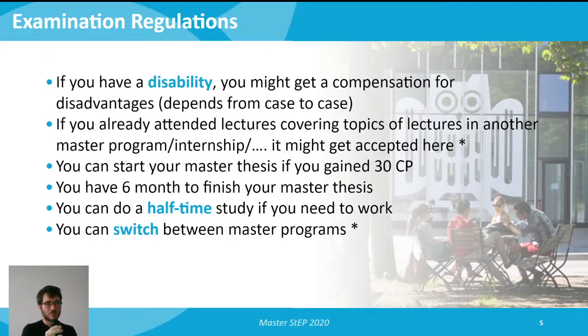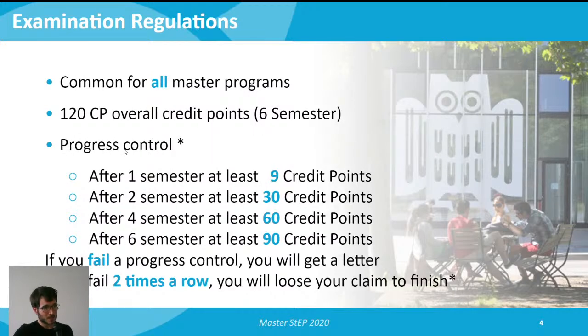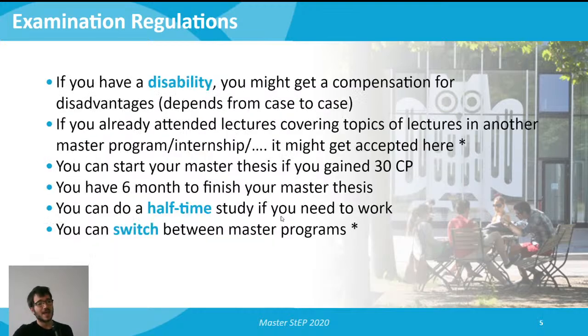You can start your master thesis if you have at least 30 credit points. It's just a restriction so that you don't start your master thesis in your 2nd semester. Also, if you have to work more than 20 hours a week, you can do a half-time study. Then you're only allowed to have 15 credit points in a semester, and the progress control is shifted, doubled. After 1 semester or after 2 semesters, you have 9 credit points. After 4 semesters, you have 30, and so on.